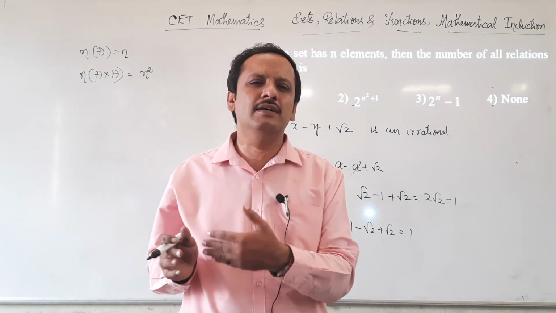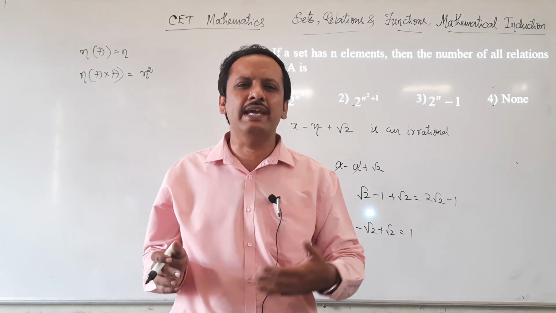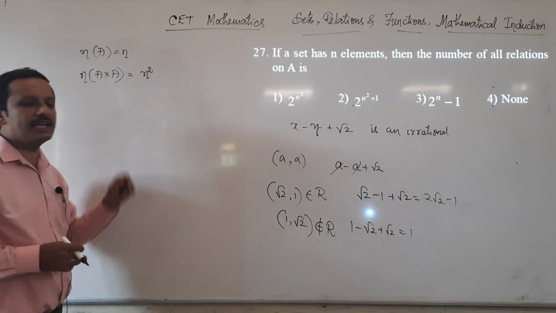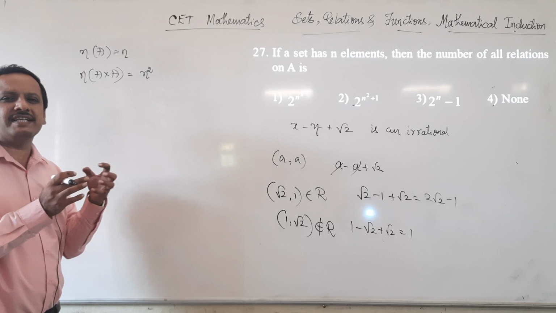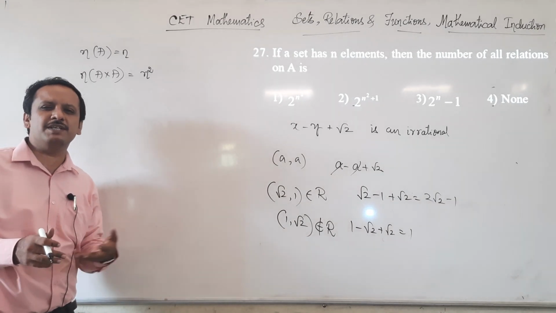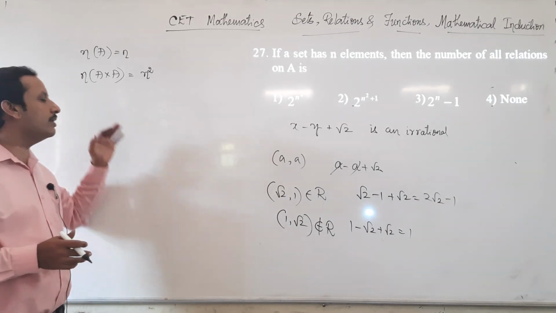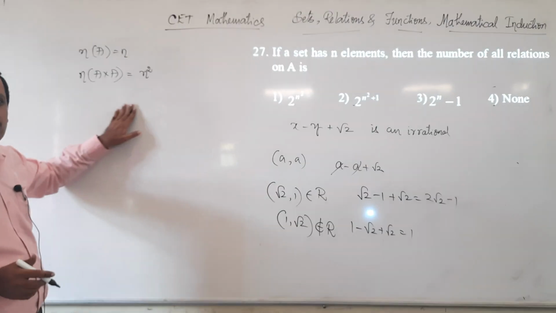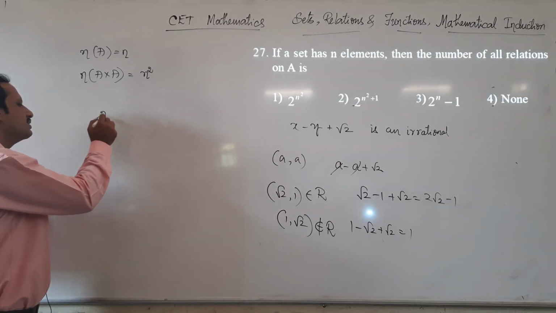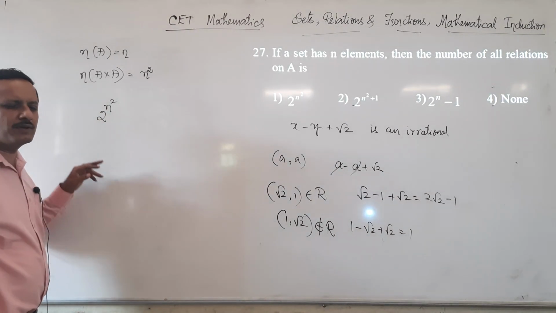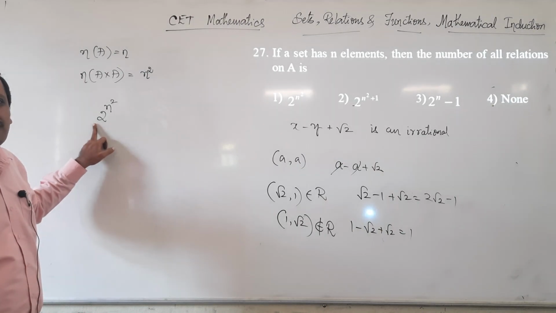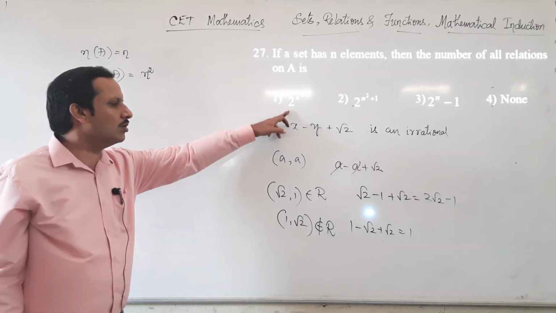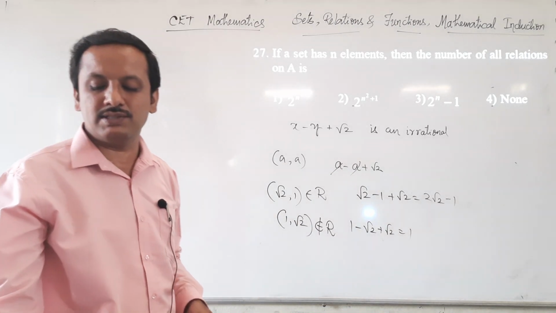So, now I am talking about a relation from A to A. For that I need a subset of A cross A, the number of subsets of A cross A we need. If a set has n elements, then the number of subsets is 2 to the power n. Now, here the set is A cross A, which has n square elements. So, the number of subsets of this is 2 power n square. The number of subsets itself is the number of relations from A to A or relations on A. So, 2 power n square is the right answer, first option.